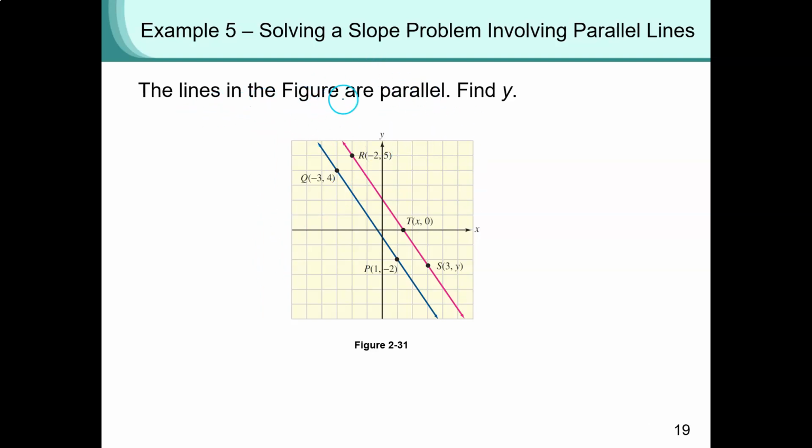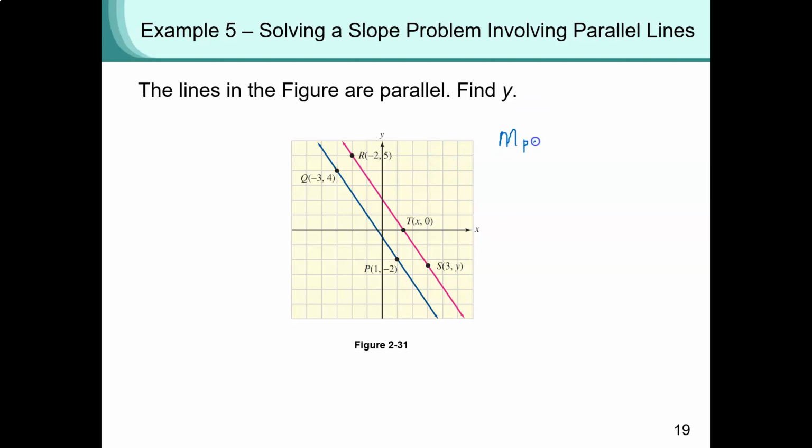The lines in the figure are parallel. We need to find y. So y is here; we need to find this point. For the red line, I have x and y, so I have two unknowns and cannot find the slope here. Or you can just look at the graph and count the rise over run. That's one way, but the easier way is to use the blue line. Since I know P and Q, from here I can find the slope of PQ.